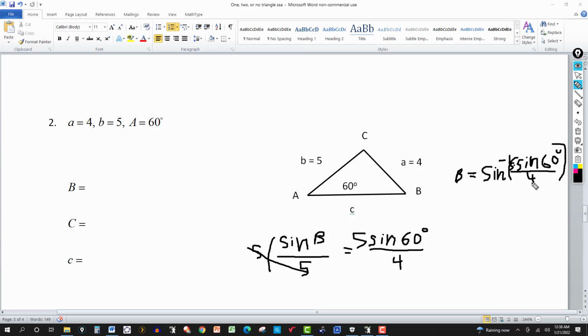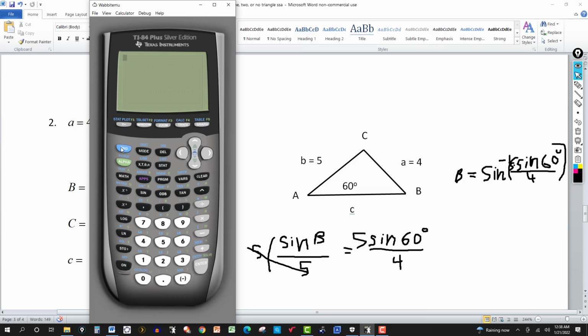So let's go ahead and compute that in the calculator. So I get my second key and then sine inverse. And this should be 5 sine 60 degrees. Now notice I'm not putting the degree there because I have my calculator in degree mode. So always make sure that if you're dealing with degrees, you have your calculator set to degree mode. So if I hit mode, you see that's in degrees.